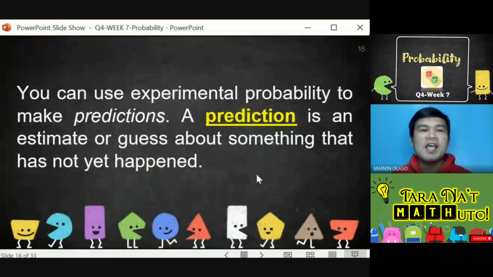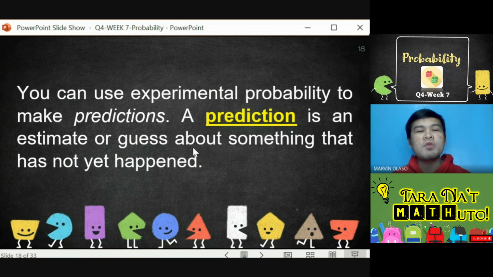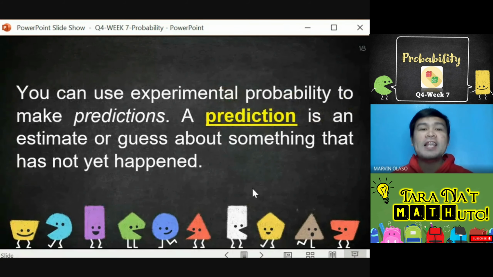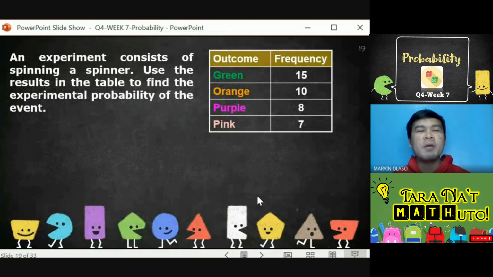So, here is another concept. We can also use experimental probability to make predictions. So, in doing the experimental probability, the next time, you can also predict possible outcomes. So, when we say prediction, it is an estimate or guess about something that has not yet happened. Okay, so that is a prediction based on the experimental probability. Let's have an example of an experiment. For example, we had an experiment consists of spinning a spinner. So, use the results in the table to find the experimental probability of the event.